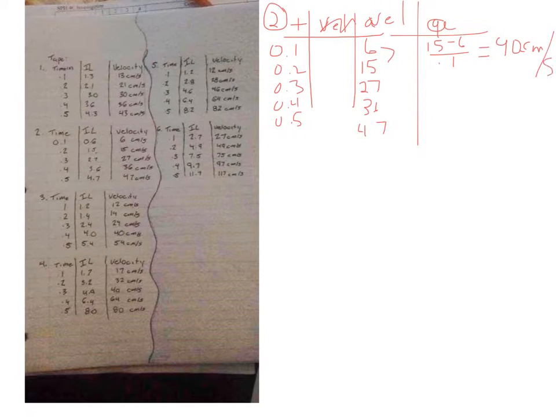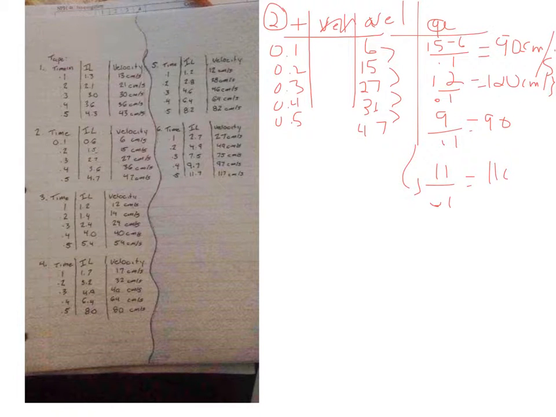Sorry, the things aren't coming out very good on the screen here. So if we do it again, we get 27 minus 15, or 12 over 0.1, so that's 120 centimeters per second squared. The next one is going to be 9 over 0.1, which is 90 again. And the last one looks like it's 11 over 0.1 for these guys. And that's 110 centimeters per second squared.